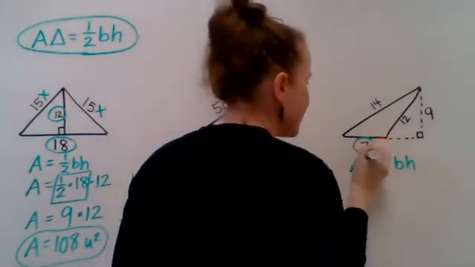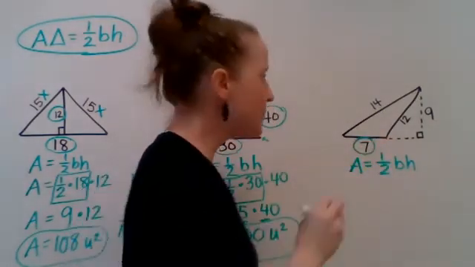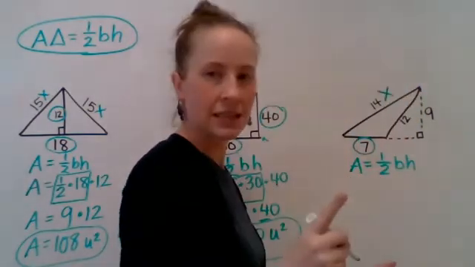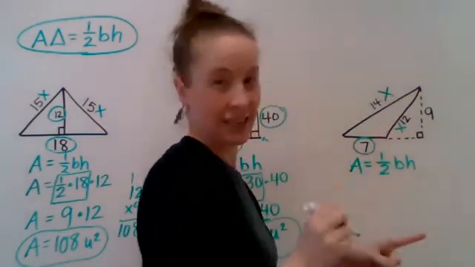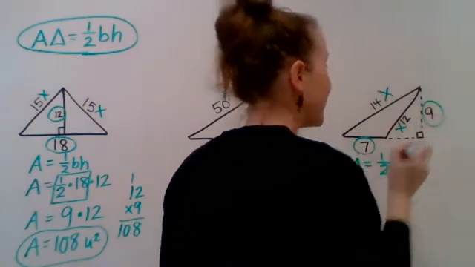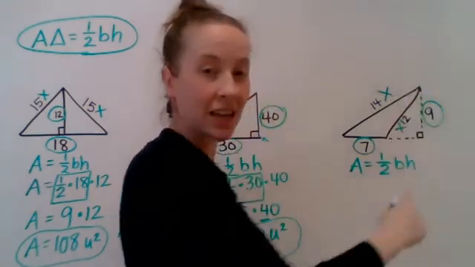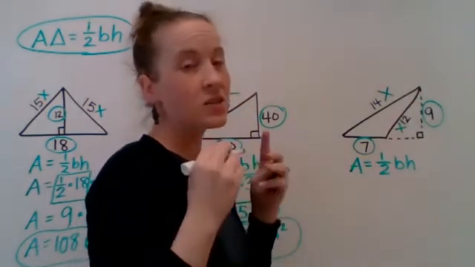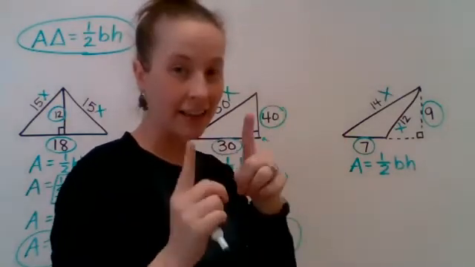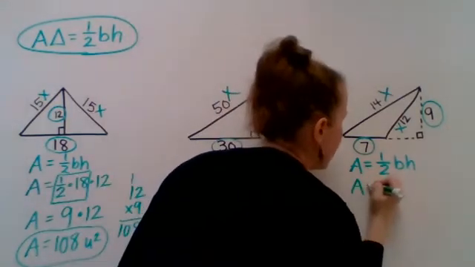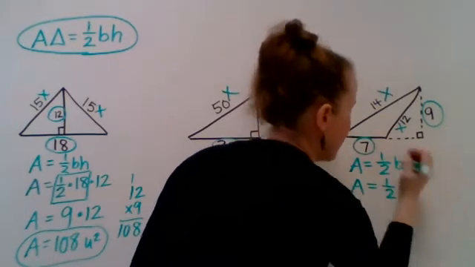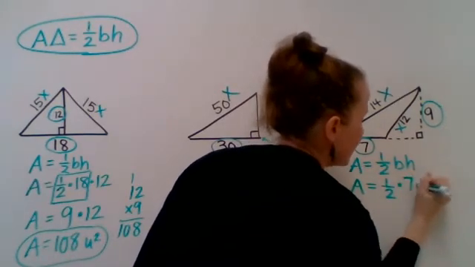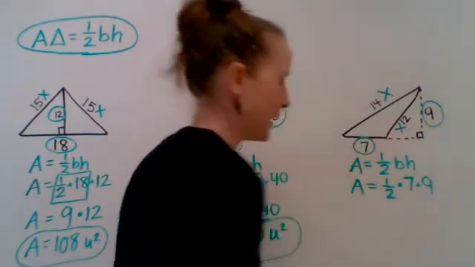So my base is 7 because it's resting on my table. The 14 is a slanted side. The 12 is a slanted side. I'm going to pick the 9 because it's that perpendicular, that perfect right angle, and it's going to be my straight and tall height like at the doctor's office. So area equals 1/2. Base was 7, height was 9.